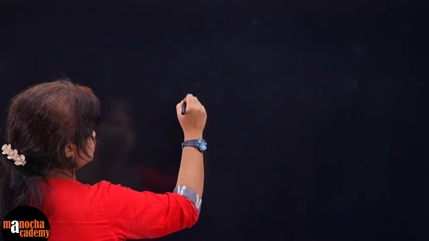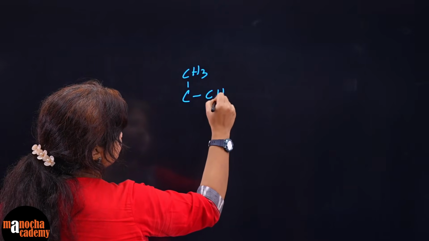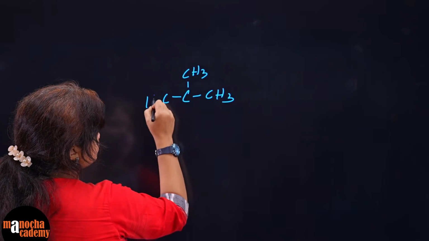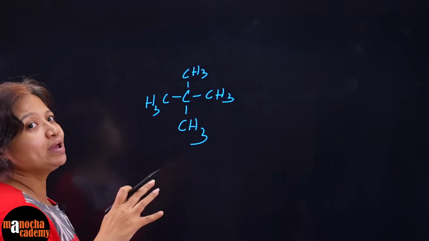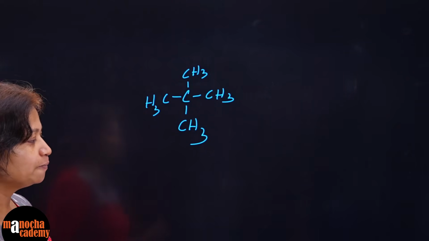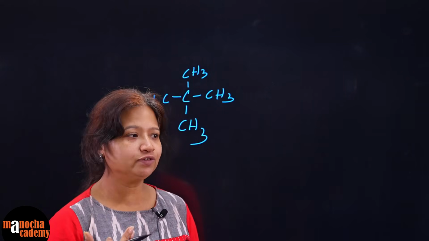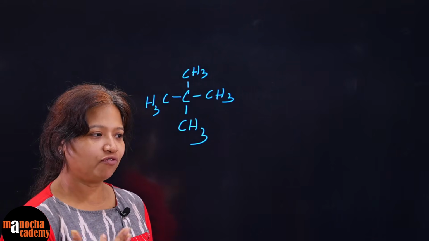If I have this isomer, C with CH3, CH3, CH3 and CH3. Here, if it's asked how many monohalo compounds will you form, can you give me the answer? How many monohalo compounds will you form? What will be the answer? 1, 2, 3, 4, 5, how many?